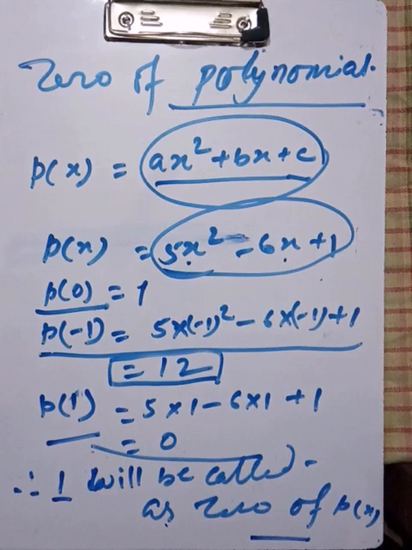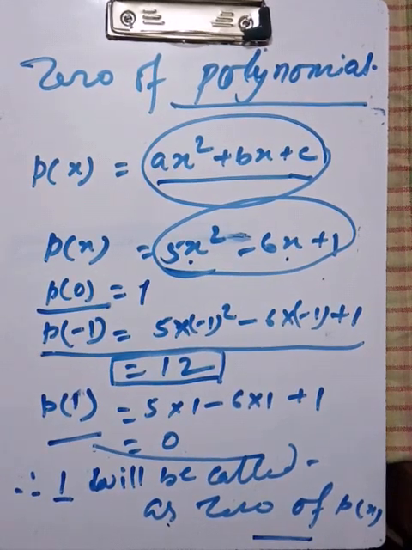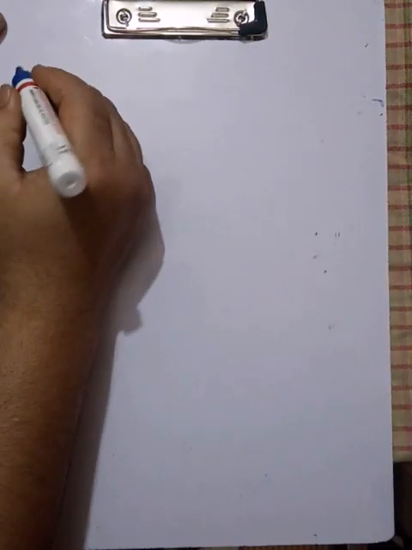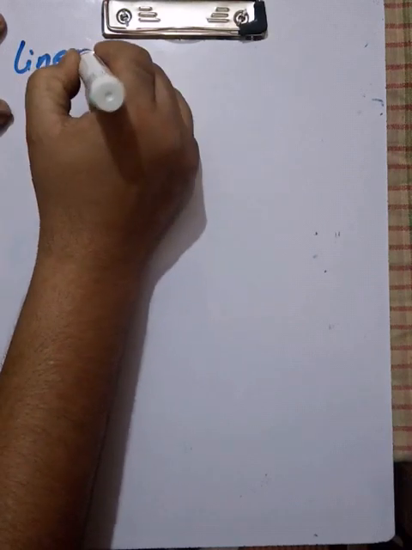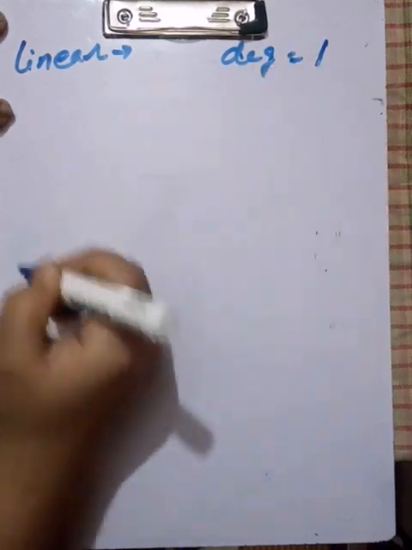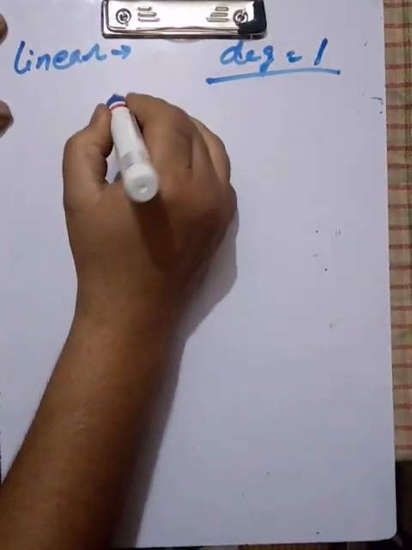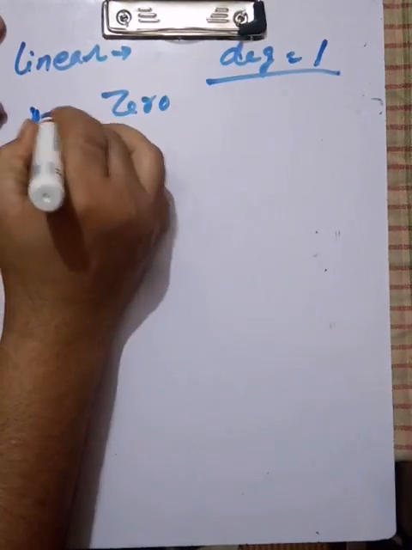So now we have understood what is the 0 of the polynomial. Now we go further. Now we go for linear polynomial. For linear polynomial, I told you degree is 1. So if degree is 1, that means number of 0 will be 1.